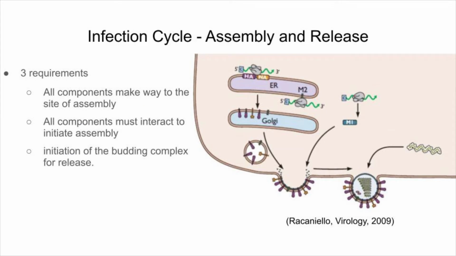So there are 3 main requirements for assembly and release. Our first is that all viral and subviral components must make their way to the site of assembly. So our replicated genome, our proteins in the cytosol, and our envelope proteins being made through the ER all have to make their way to the plasma membrane. Our next requirement is that all viral components must interact in a specific way to initiate assembly. Everything that needs to be on the outside needs to be there, and everything that needs to be inside needs to be there. And our last requirement is that the interaction of these components comes together and initiates the budding complex so it can be released from the cell to infect other cells.